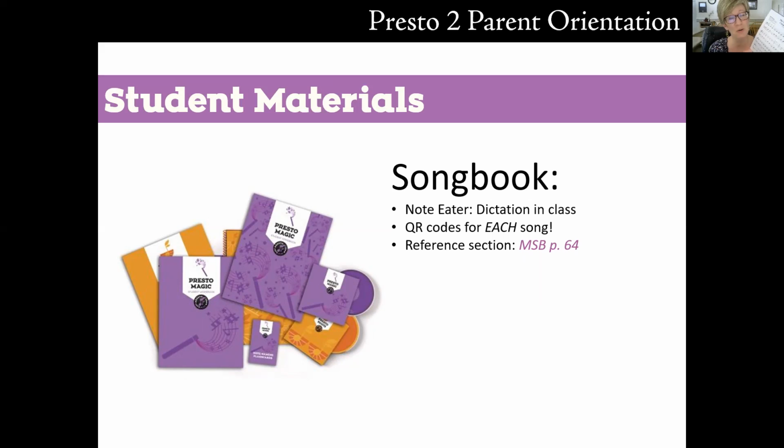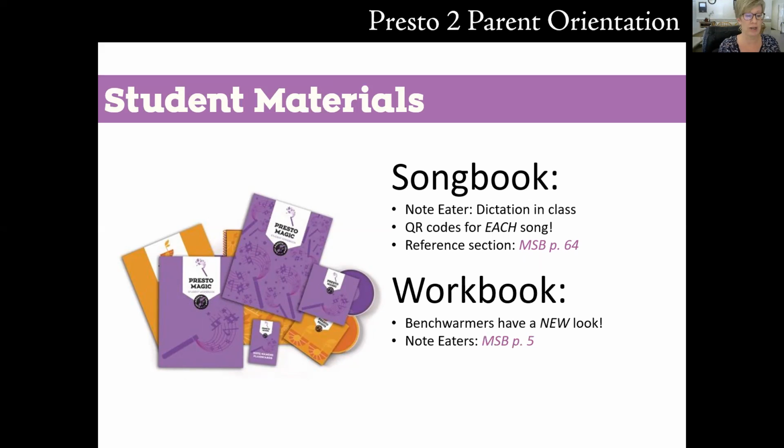What's awesome about the QR codes is not only do they help the child remember what we've gone over in class, but sometimes they also take the song to the next level. So maybe we will only be working on the first 2 lines in class, and then it gives them some hints on how to go on if they're ready for a challenge. Oh, and the back of the songbook and the back of the workbook both have a reference section, and I'll show you one of those in just a second.